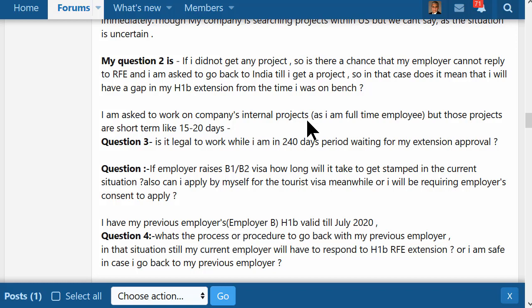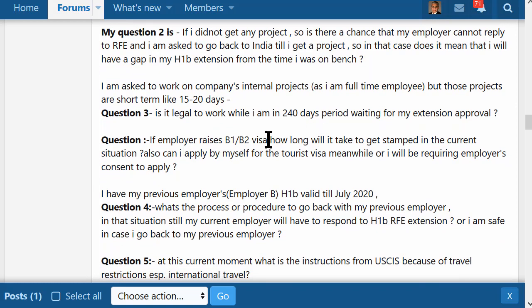You can work on the company's internal projects. Why not? 15 to 20 day projects will not get you an H-1B, but part-time projects on a continuing basis will. So if you were to say, I want to work for 10 days, 15 hours a day, or 20 days for 20 hours, that's not good enough. You can work 20 hours a week for the rest of the H-1B period, or 30 hours. H-1B doesn't have to be full-time. As long as you can make enough money to support yourself, it doesn't have to be any specific number of hours.